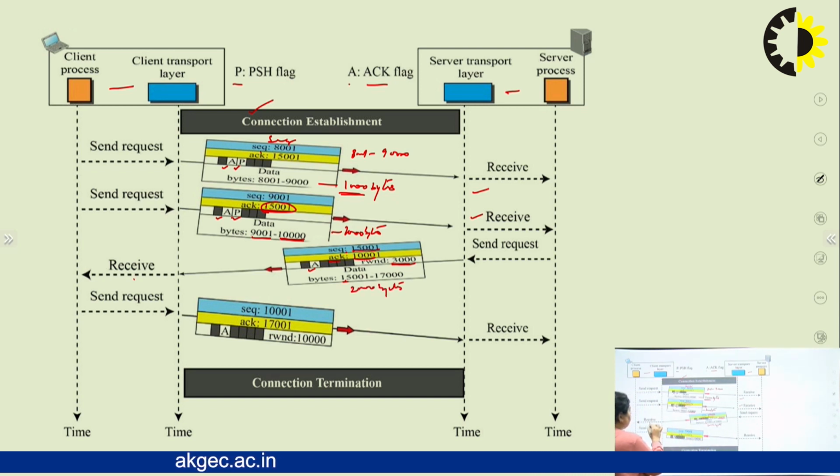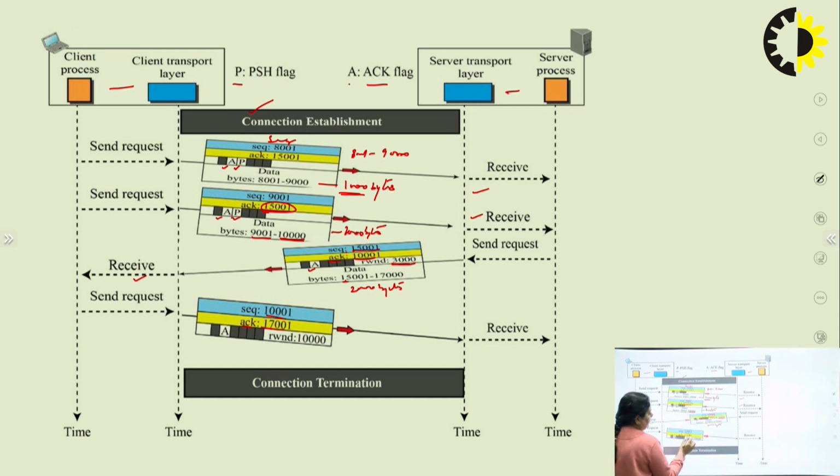Now the client has received the data packet. Now it is sending again, with sequence number 10,001, which was the previous number, and acknowledgement of 17,001 because the last byte was 17,000. So it is acknowledging 17,001, and the receiver window size is 10,000. It tells that the data got received. Now what would happen? The connection will get terminated here. So this is the process of how data is transferred at the TCP layer.